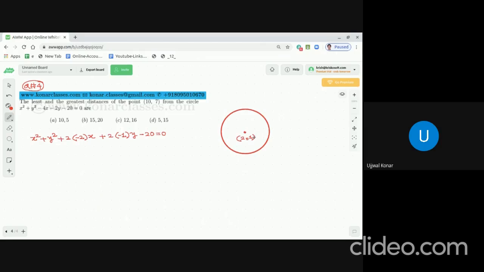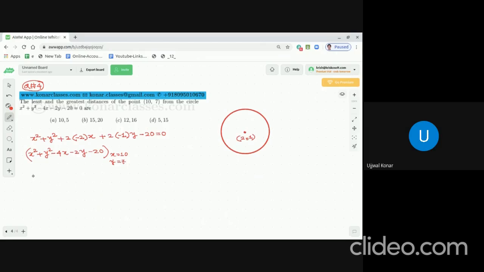And where is the point? The point is at (10, 7), right? So first you need to see whether the point (10, 7) is outside, on, or inside the circle. And for that, you need to find the value of the expression x square plus y square minus 4x minus 2y minus 20 at x equal to 10 and y equal to 7.